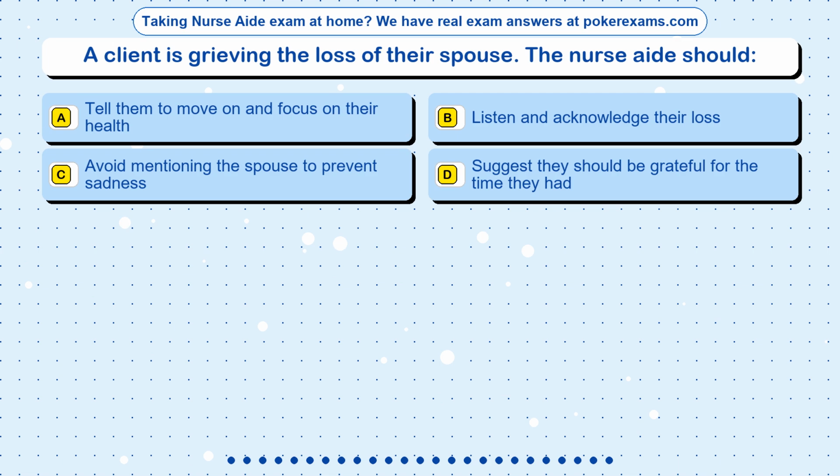Question 21. A client is grieving the loss of their spouse. The nurse aide should, option A, tell them to move on and focus on their health. Option B, listen and acknowledge their loss. Option C, avoid mentioning the spouse to prevent sadness. Option D, suggest they should be grateful for the time they had.